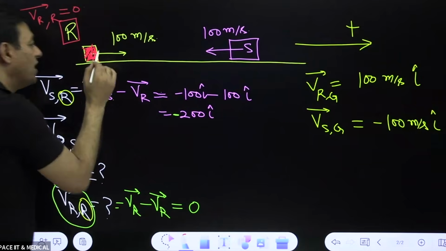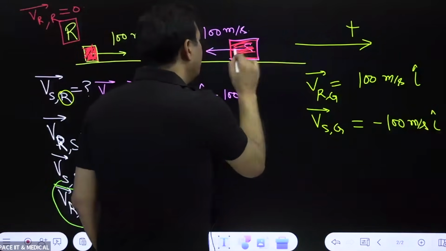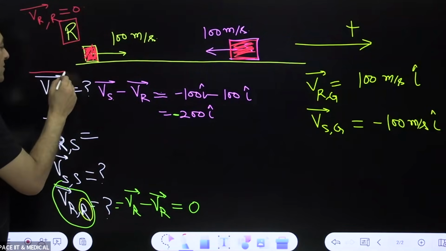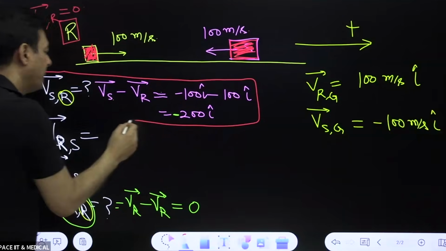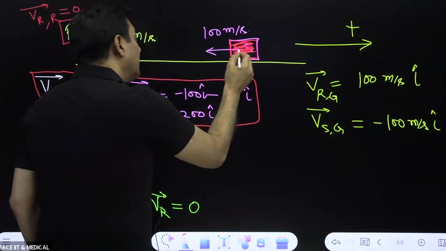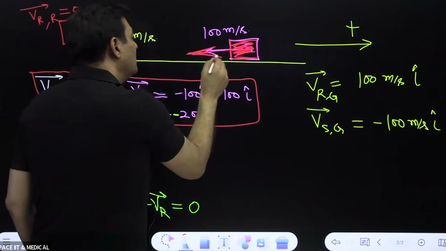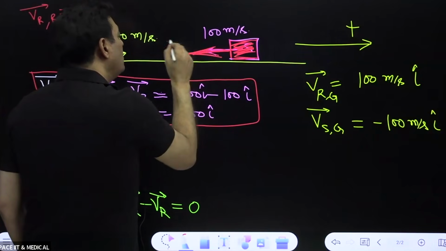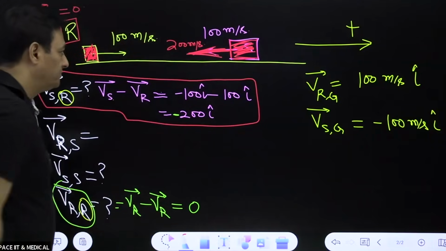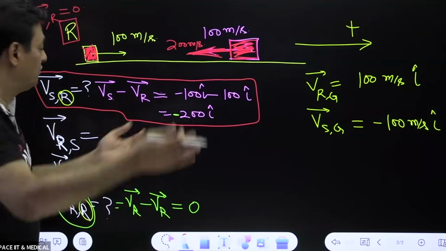Now what is he feeling about Sham? Let's see. Now he is observing Sham from his brains. He feels that Sham is moving, velocity of Sham as observed by Ram is minus 200 I cap, which means he is feeling that Sham is moving towards him in negative x direction with 200 meters per second. This is what he is feeling. Now, this is very important to visualize. Now, let's visualize the other situation.